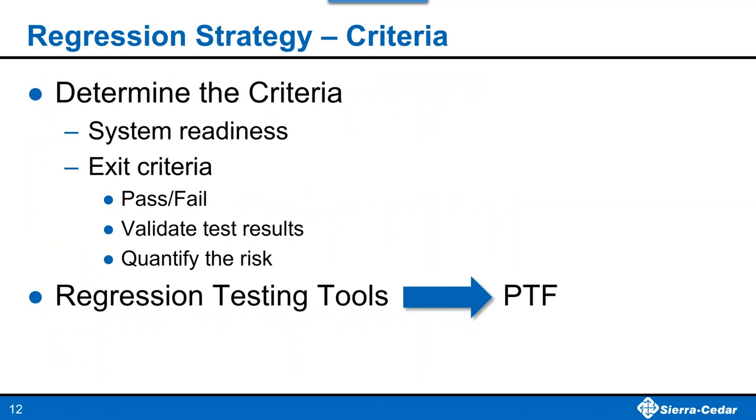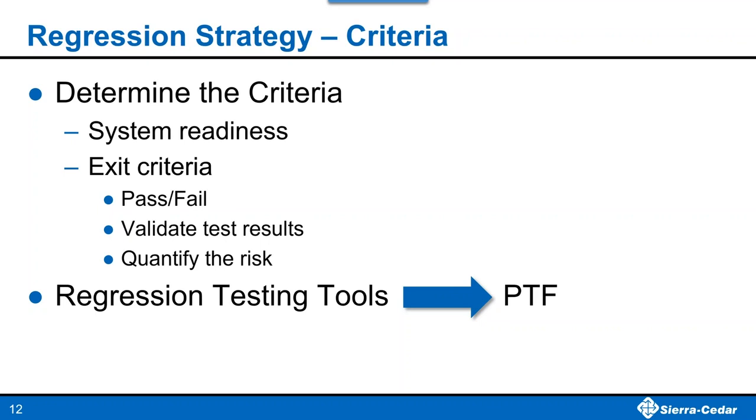So we determine the criteria, the system readiness, the exit criteria. What constitutes a pass or a fail? How do we validate the test results and have a consistent validation process that anybody can pick up and understand what test failed and what one passed?